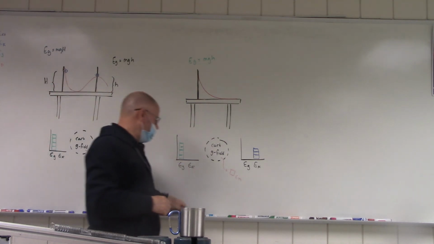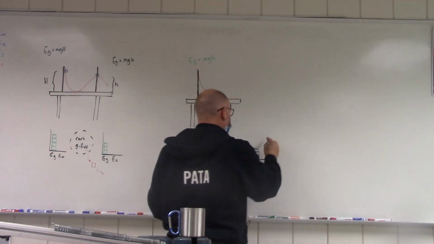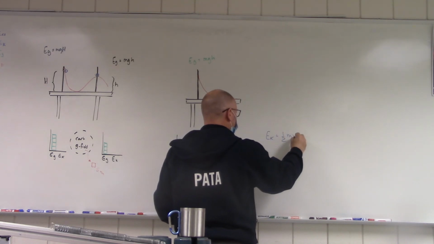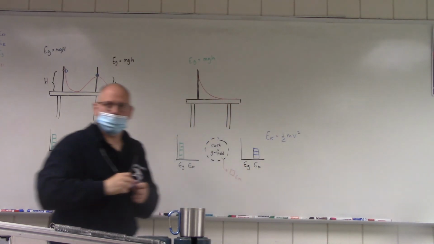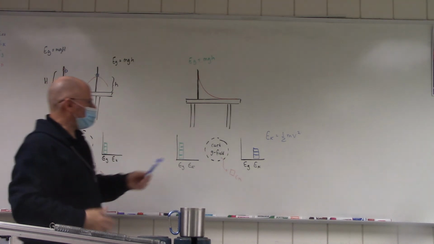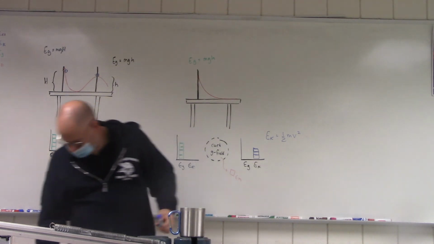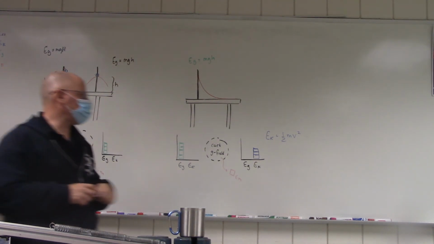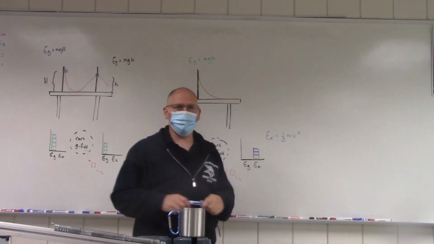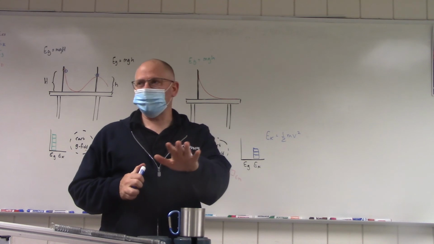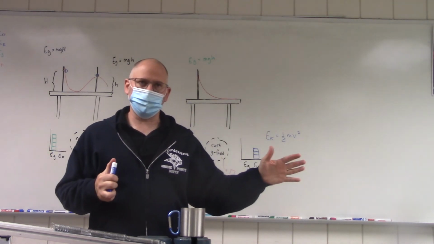Now, what about the kinetic energy? How do you solve for kinetic energy? 1/2 mv squared. Right? What is the M in 1/2 mv squared? Mass. Mass, good. What's the V? Andrew, what is the V? Velocity. It's the speed, right? It could be the velocity, but in this case we don't care about the direction, so it's the speed.